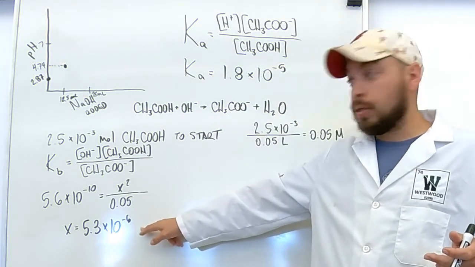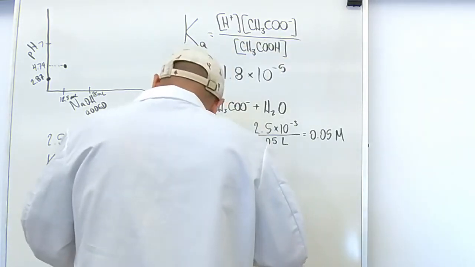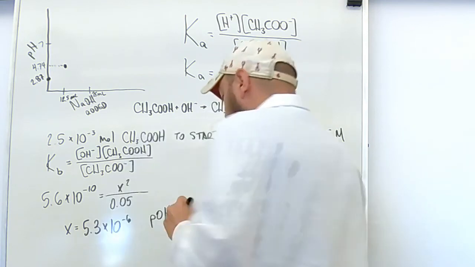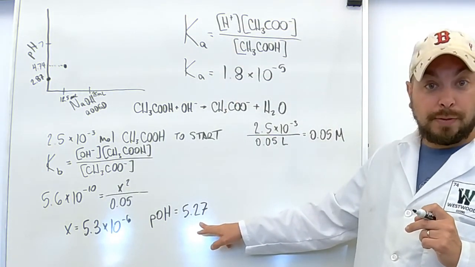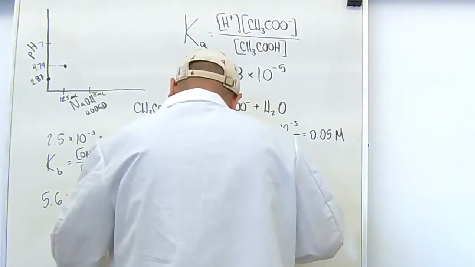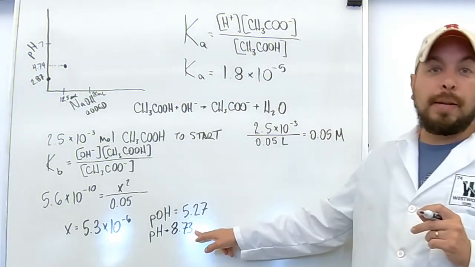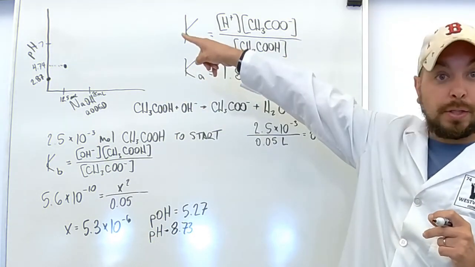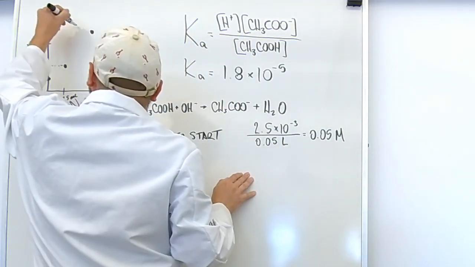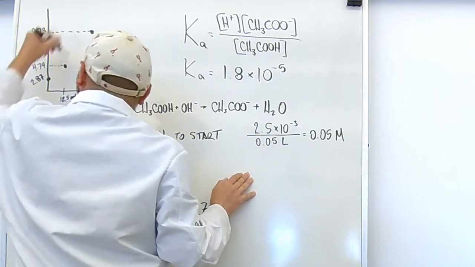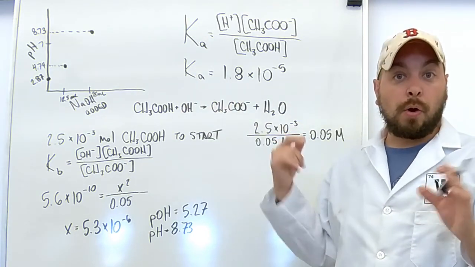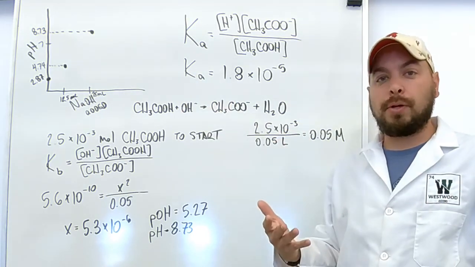So the pOH of this would be 5.27, which means the pH is going to be 8.73. That's what I'm going to put up there at the equivalence point, a pH of 8.73. Now, here's the thing. The first 3 points on the curve are arguably the most critical and the most likely that you're ever going to look for.